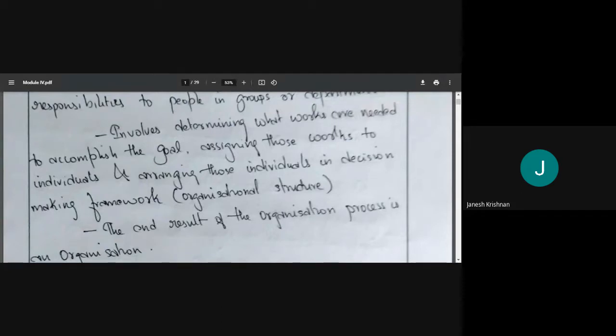Okay, we'll look into it. We'll understand, okay, these are the works to be done. Someday we can club something. Someday we may have to delete something. We'll sit, we'll talk, we'll determine what works are to be done. Then assigning those works to individuals. We'll have a stage department. A stage department will have a head, and he will have subordinates. So they will answer to the head. The head will answer to the next head, like that. And arranging those individuals in a decision-making framework.